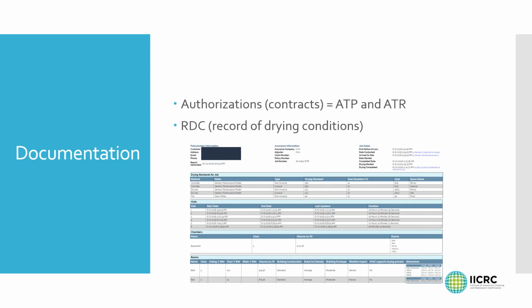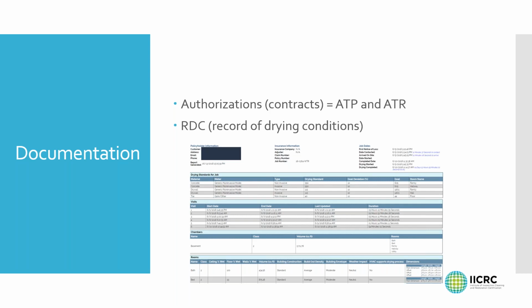Do you have proper authorizations or contracts signed? I've been in a few court cases, and when you're in a court case, the first thing the judge asks for is, do you have a contract with the customer? And if you did not get an authorization signed, guess what? Get your checkbook out and start writing checks, because the judge is going to rule in favor of the customer, not the contractor. And then the record of drying conditions, that supports the fact that we started out wet and we've dried it to a dry standard.